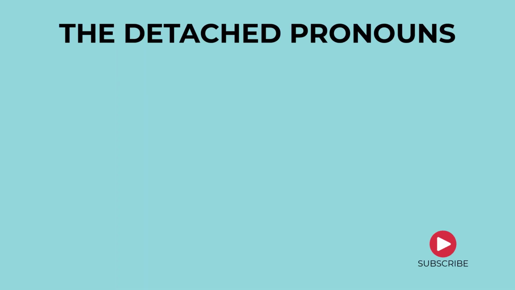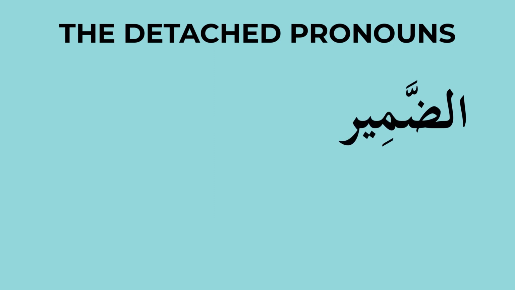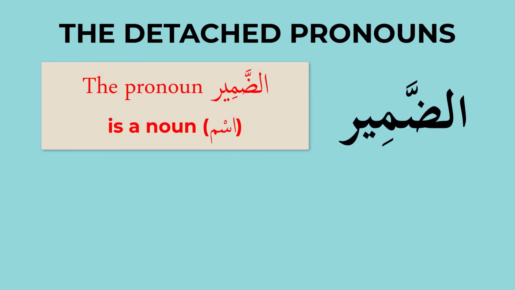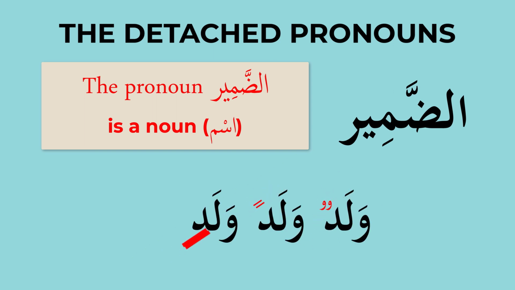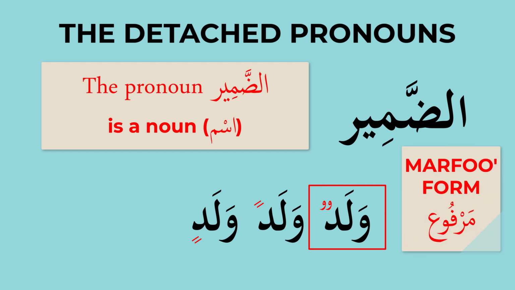We'll start learning the pronouns. What is a pronoun? In Arabic, we call it damir. Remember, damir is also ism. In the group of ism, damir comes. Why? Because it also has dun dan din, and anything that has dun dan din is ism. Are you with me? Okay. We are going to learn the marfu form of damir, the marfu form of pronoun.